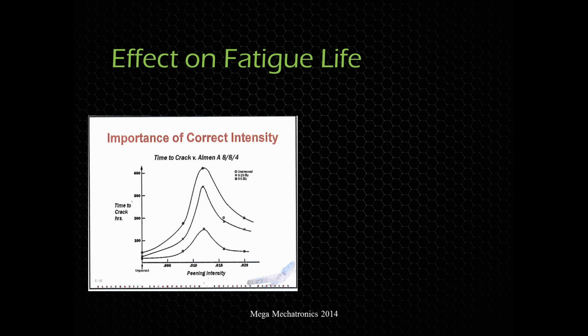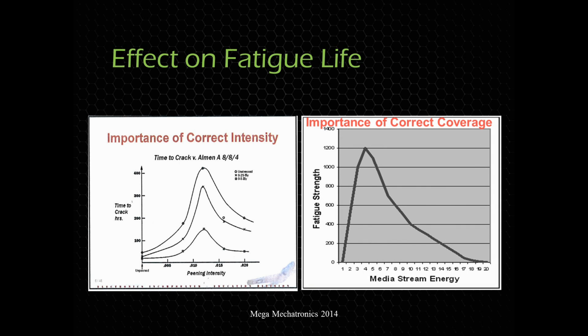So again, looking into the effect on fatigue life. On this graph, on the vertical axis, we see the time to crack, so the fatigue life until the part cracks in hours, compared to the peening intensity, which is the Almen strip heights. I'm going to have to grab a drink of water here while you check out these graphs. You see that peak we're talking about: as the peening intensity goes up, which is the same as media stream energy going up, you're going to see it peak off and then rapidly diminish.